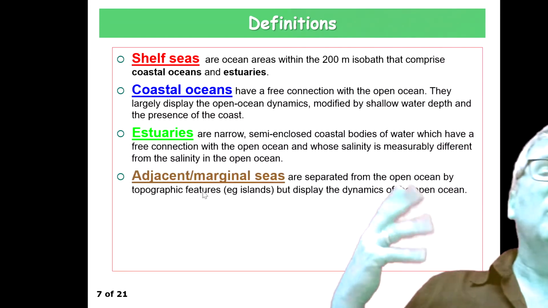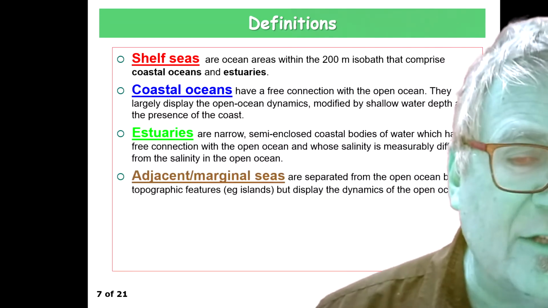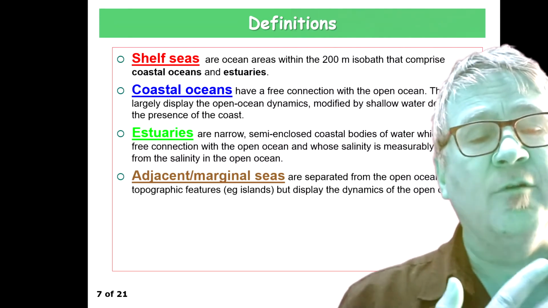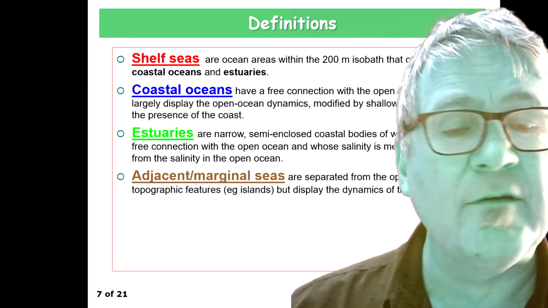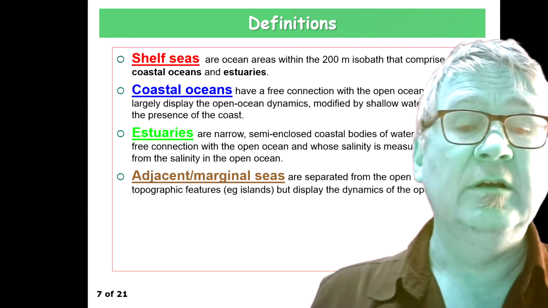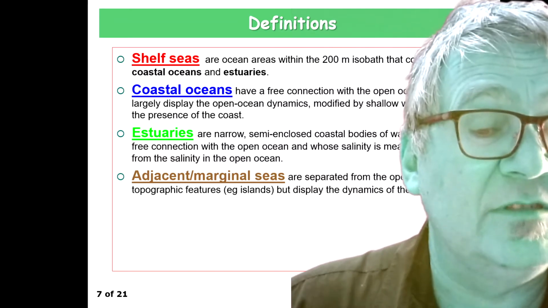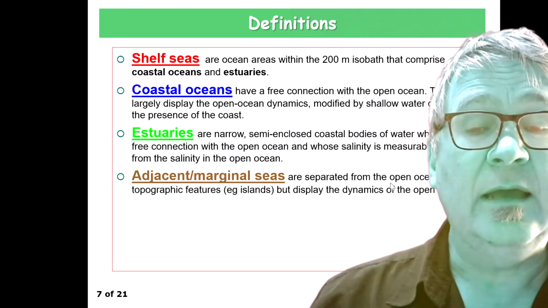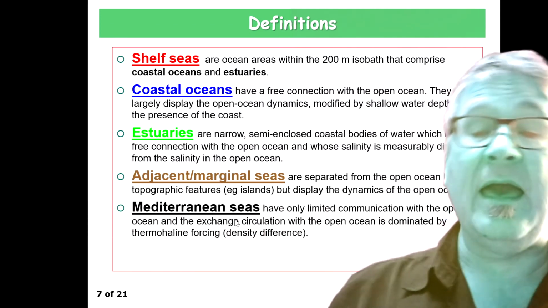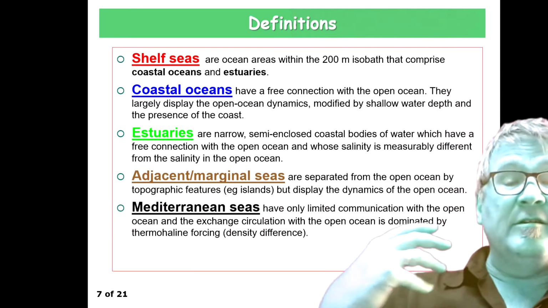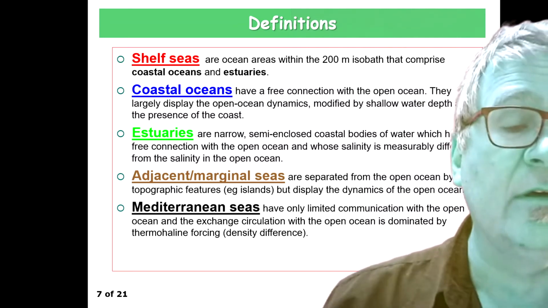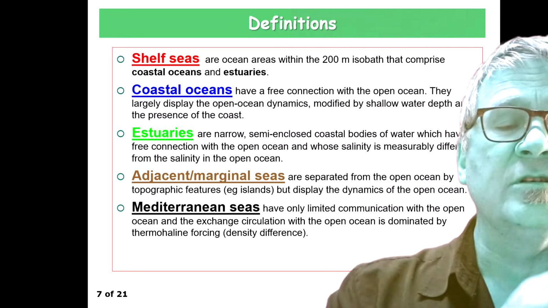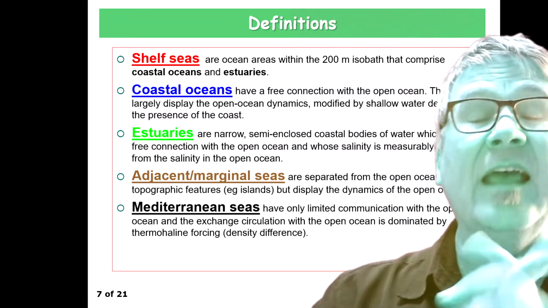Then, in addition, we can also think about the adjacent marginal seas that we talked about before. They're separated from the open ocean by topographic features, islands for example, or ridge systems, but display the dynamics of the open ocean. And then the last definition that we had is Mediterranean seas. They have limited communication with the open ocean, and the exchange circulation with the open ocean is dominated by density difference.